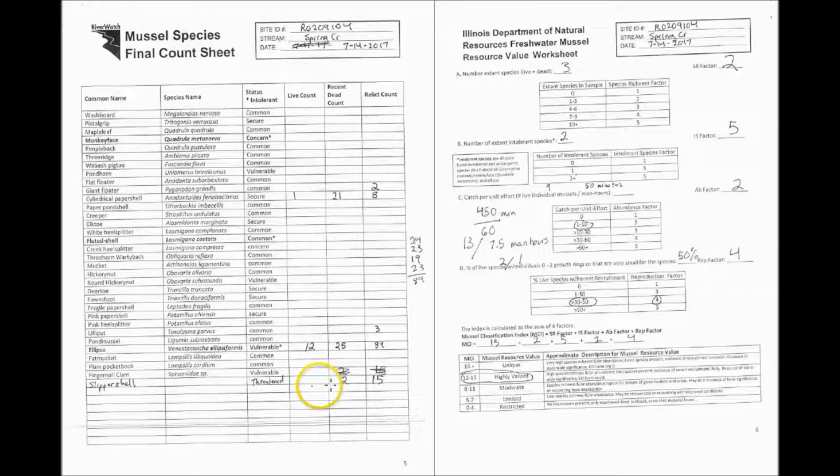And then we also had the slipper shell, which is state-listed as threatened. And we did have a live or recent dead of those, so that counts as 2 extant intolerant species. That falls in the 2+ category, so that gives us an intolerant species richness of 5. Now, if we had, say, the slipper shell and we only had relics, that would not have counted as an extant intolerant species because relics do not count as extant.